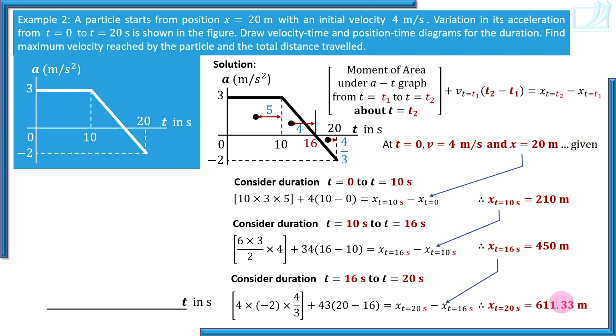Now we are ready to draw the x-t diagram. Along the x-axis, time in seconds. Along the y-axis, x in meters. Insert the instants 10, 16 and 20.